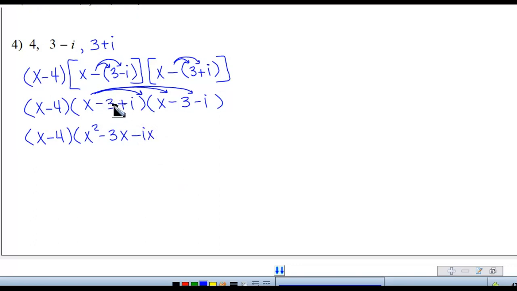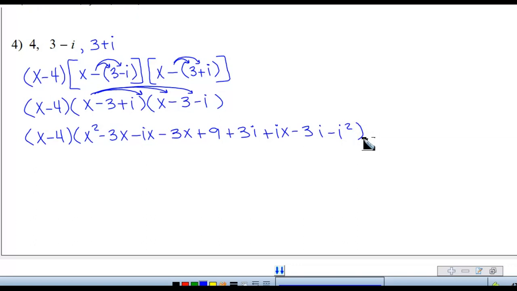Now I'm going to take -3. Do the same thing. That will give me -3x, positive 9, and positive 3i. Finally, I'll take the i and do the final distribution. That gives me ix, negative 3i, and negative i squared.